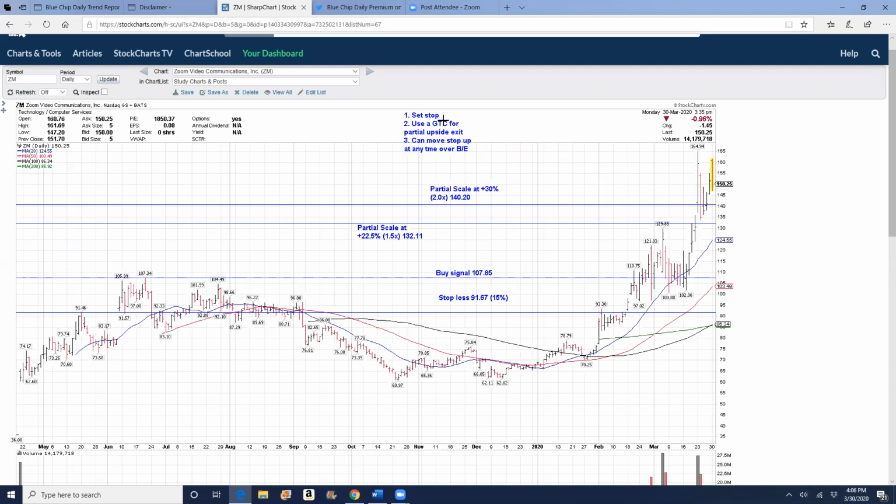So in this example, set the stop, GTC on the upside, and you can move the stop up anytime to break even or over break even. But these are just a couple different ideas of what a trader can do to look to automate their trading a little bit more and not get so emotional about it or micromanage every tick.